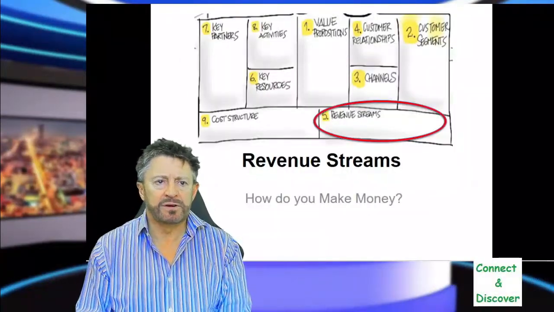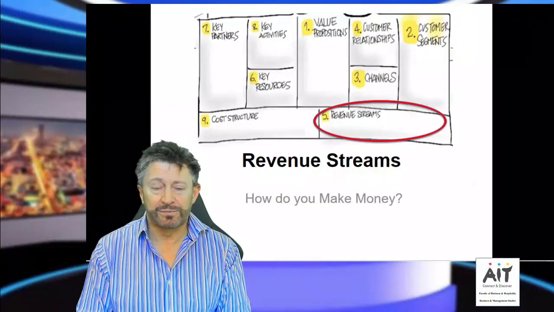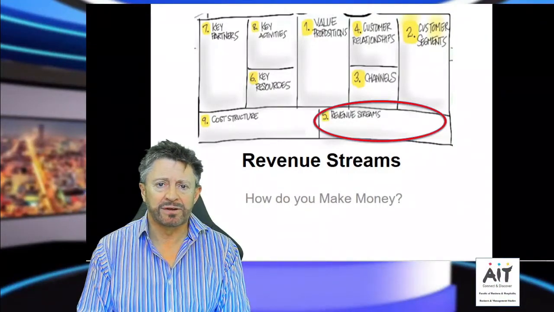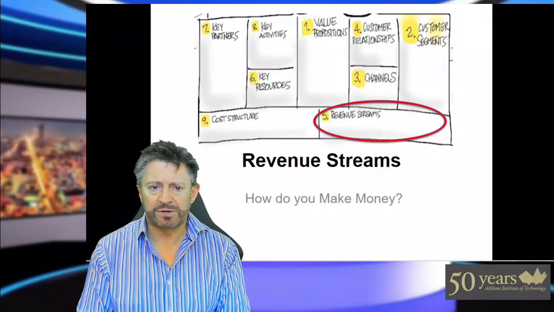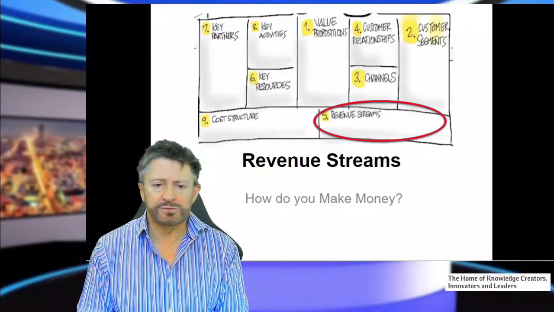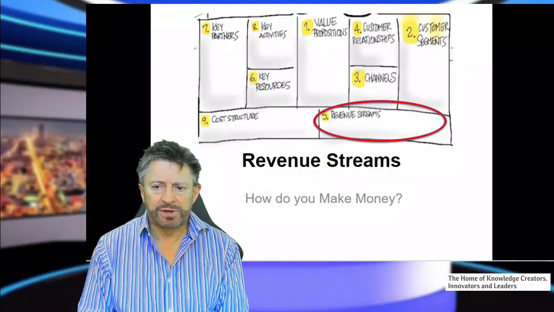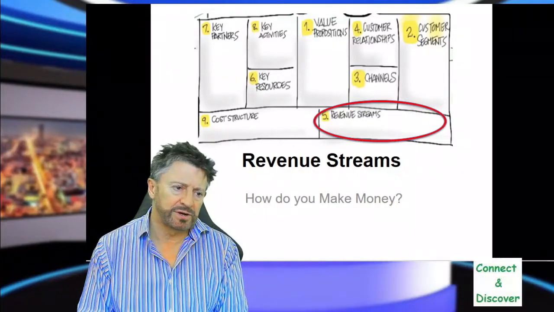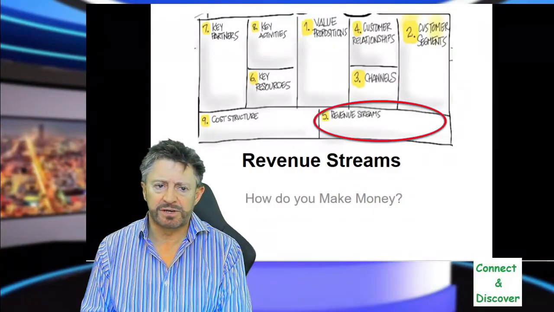And then of course we have, which is quite important, the revenue stream. How are you going to get money in? What ways are you going to charge for your product? How are you going to price it? Is it a once-off payment? Is it a subscription fee? Is it pay some of it now and pay in 6 months time for the rest of it?